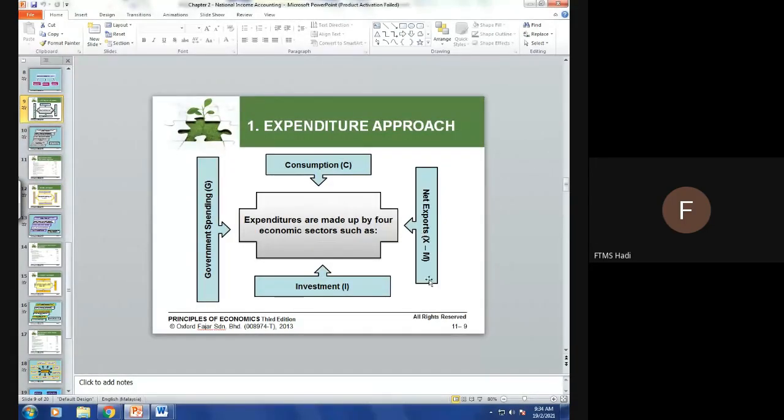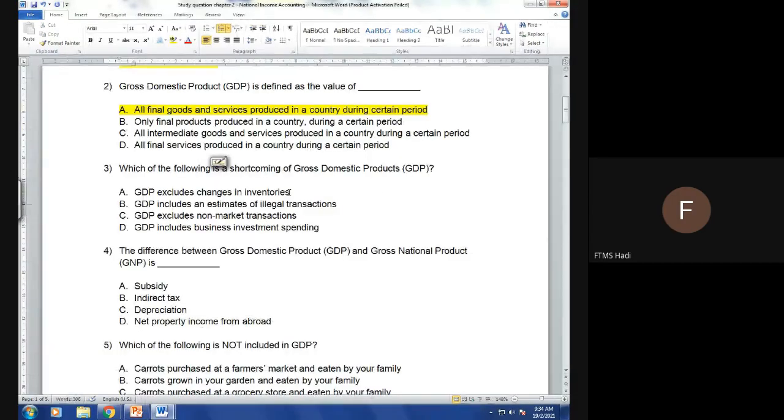GDP includes the estimate of illegal transaction. So these are the answer. Because sometimes government feel that they want to be rich, and they put illegal business transactions as well, to include in the national accounting. Okay, so that is the question.